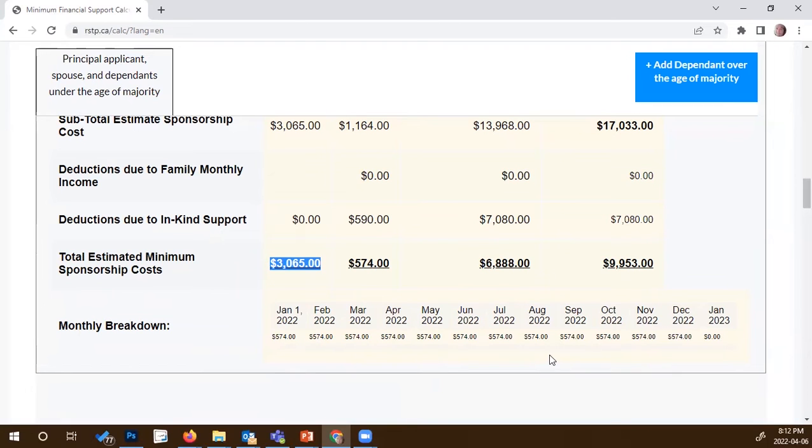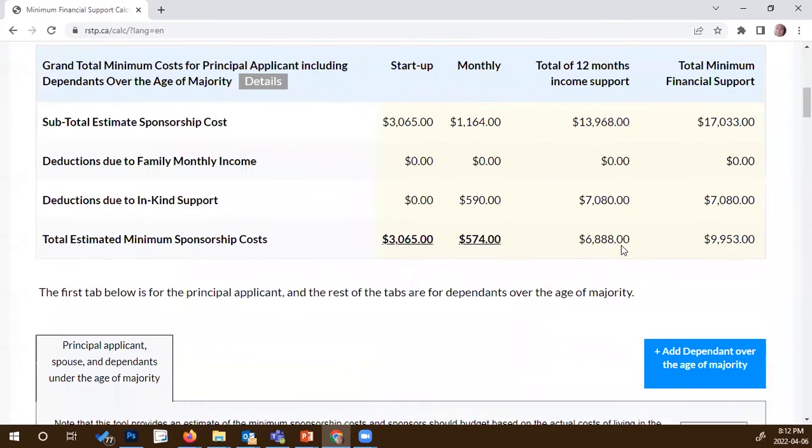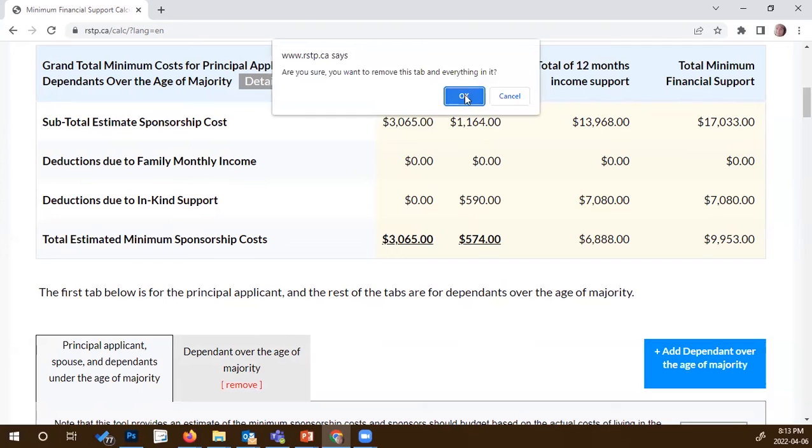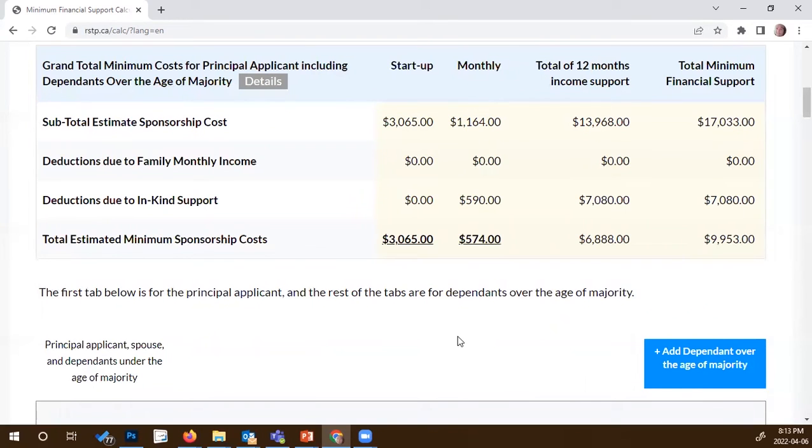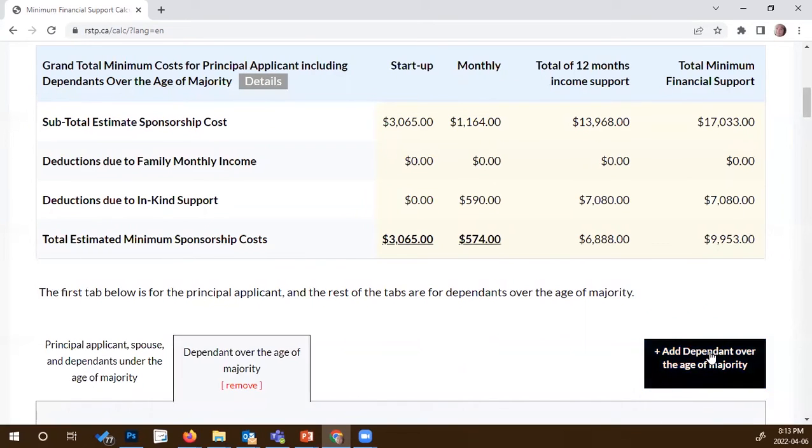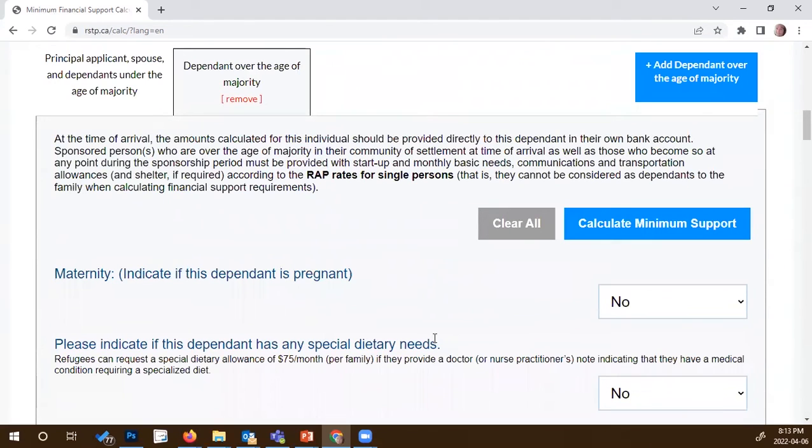Now let's scroll up to the top again. So we're going to add the dependent child who is over 18 now. So click on this blue button here. You can add the tab and you will need to click on it in order to do the calculations for this dependent. Now, if you made a mistake, you can simply remove it and there will be a verification. Okay. However, we do need to add a dependent. So I'm going to add that back in there and I'm going to click on that tab and scroll down so I can see what additional questions I may need to respond to.